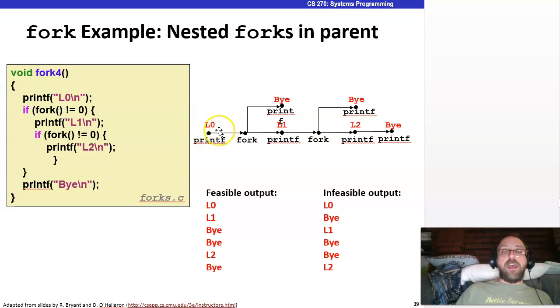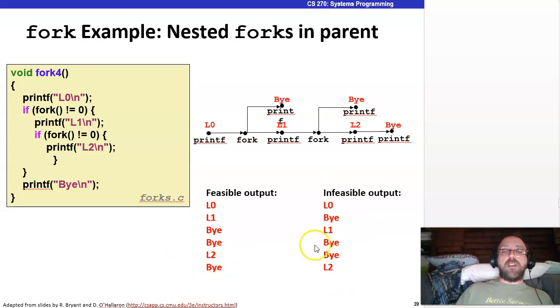As long as L0 comes before L1, L1 comes before L2, and L2 comes before this last bye, this bye in the parent process. This bye in the first child process has to come after L0. This bye in the second child process has to come after L1. So this would be a feasible output. L0 in the parent, L1 in the parent, then maybe bye from the child. Then we fork again and bye from the second child, then L2 in the parent, and bye in the parent.